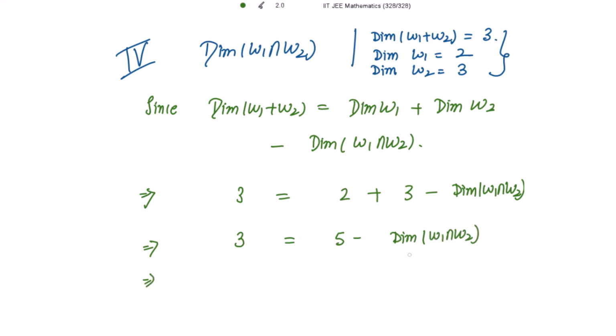That further implies, just take this to the other side. We get the dimension of the intersection of the subspaces to be equal to 5 minus 3, that is equal to 2.